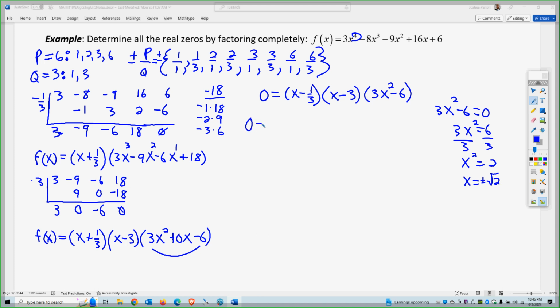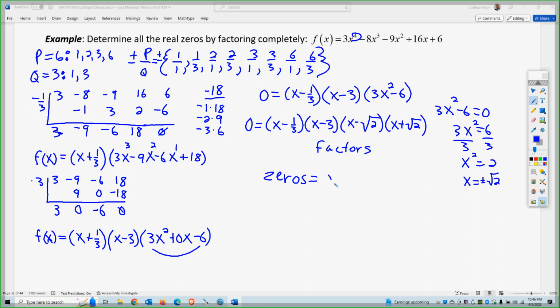Okay, so my factors are x plus 1/3, x minus 3, x minus root 2, and x plus root 2. Okay, that's not very good. We'll fix that in there. So these are the factors, so my zeros, put the dots here. X equals, what do we have? Negative 1/3, 3. Oh, I messed up. That's a plus. I'm sorry. That's a plus. That's a minus. Then we have root 2 and negative root 2.